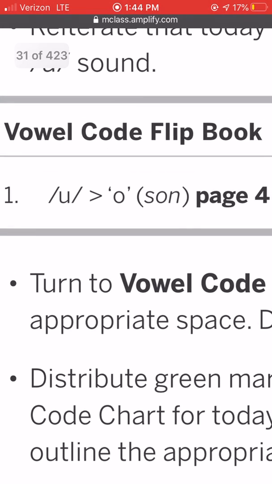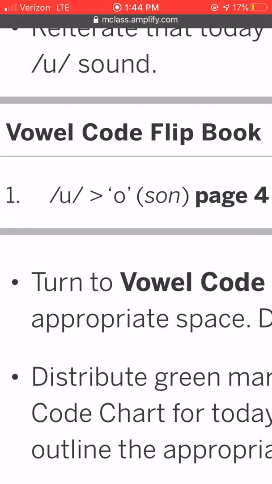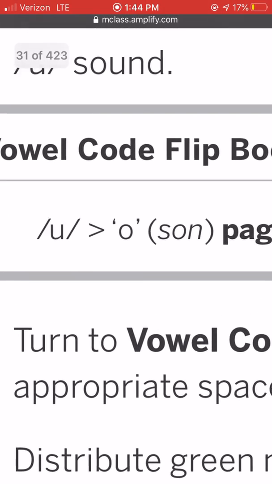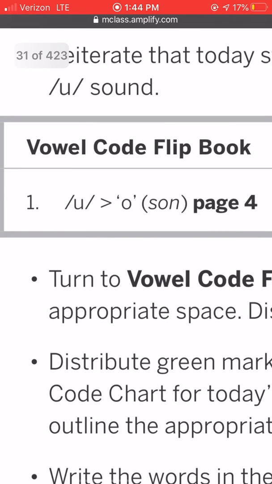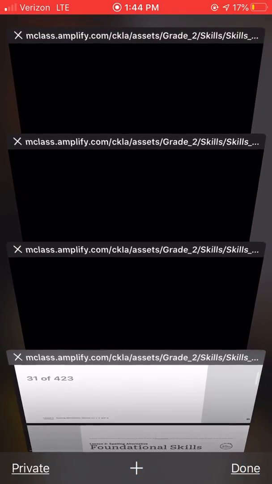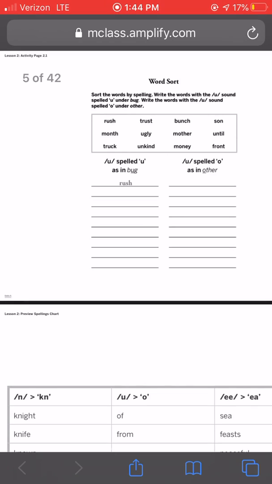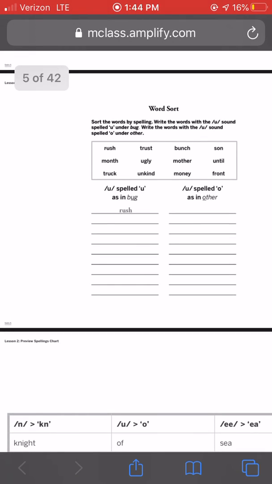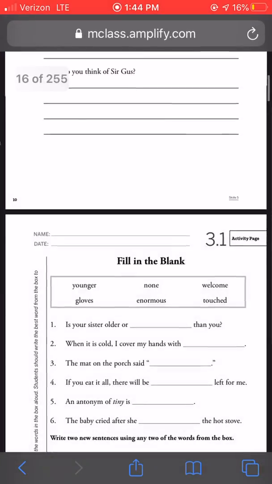So first, let's go ahead and start off with our vowel code flip book, which I don't have the book right now, so we'll just look at our page here. That O can make the sound. For example, the word sun, you hear that sound with that O, sun, okay?